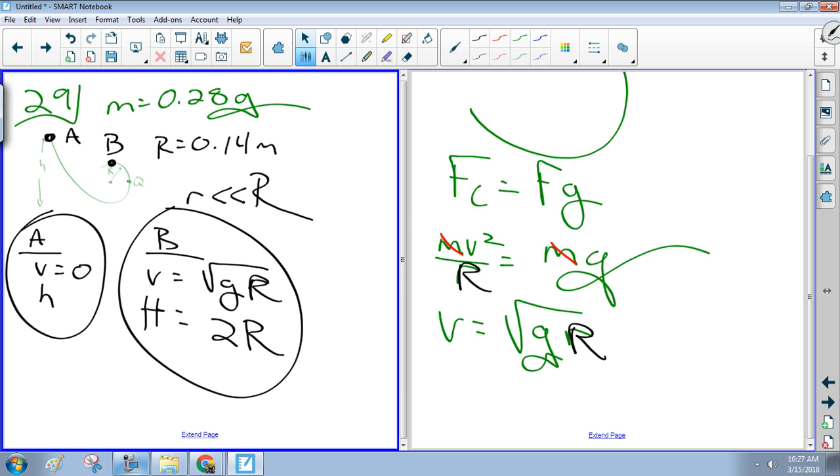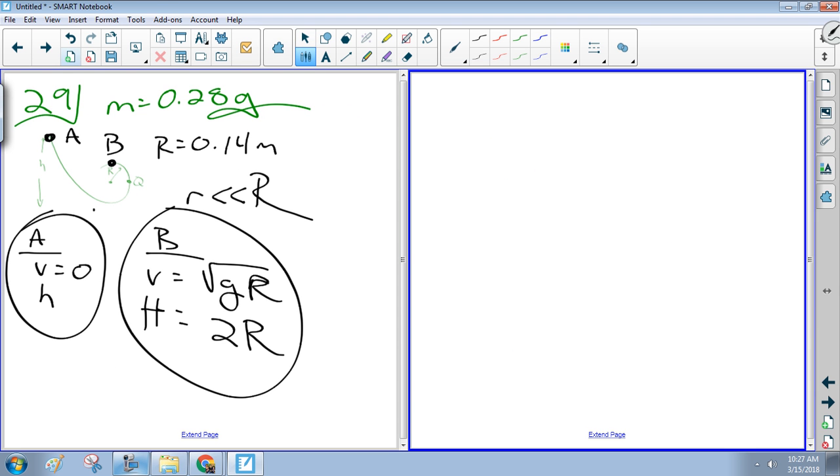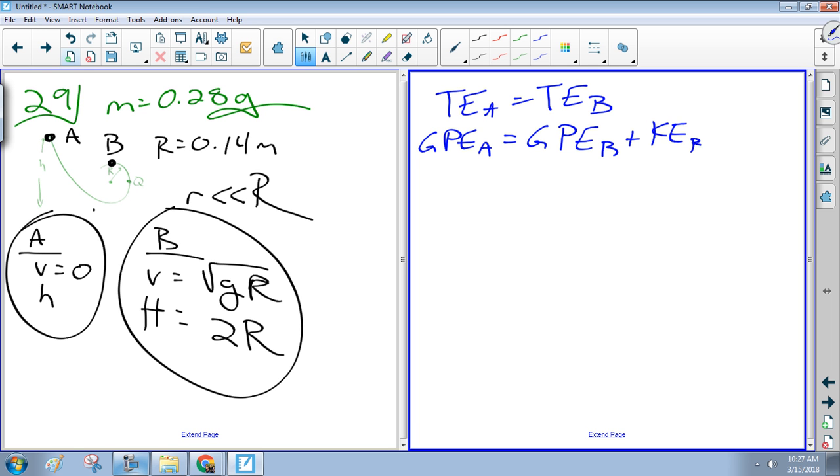Follow? All right. So here we go. Here's what I know is true. The total energy at point A has got to equal the total energy at point B. What type of energy do I have at point A? GPE. That's got to equal, at point B, GPE, KE, and RKE. The GPE at point A is mgh. The GPE at point B is mg times 2 capital R, yes?